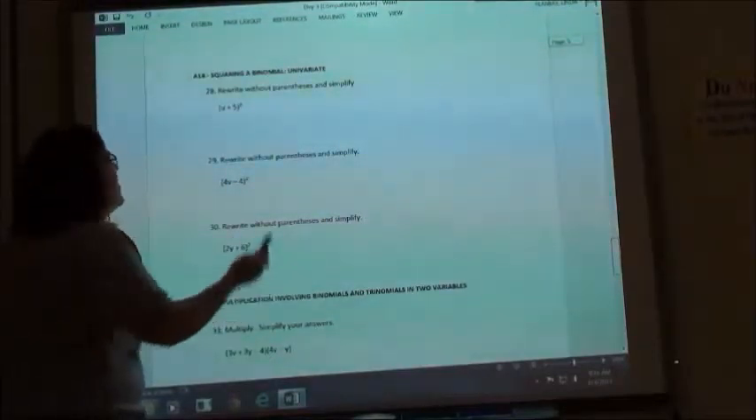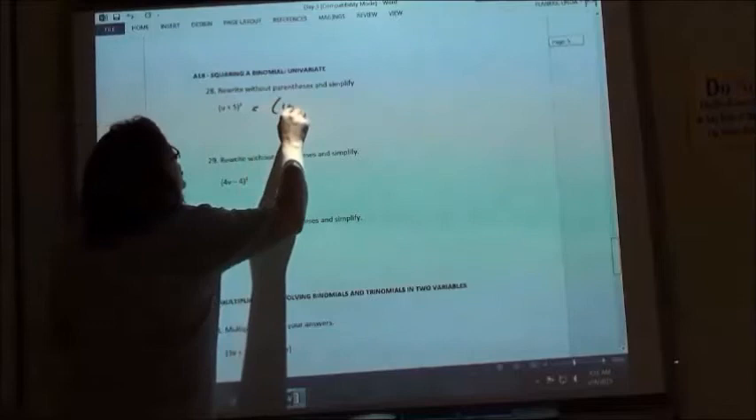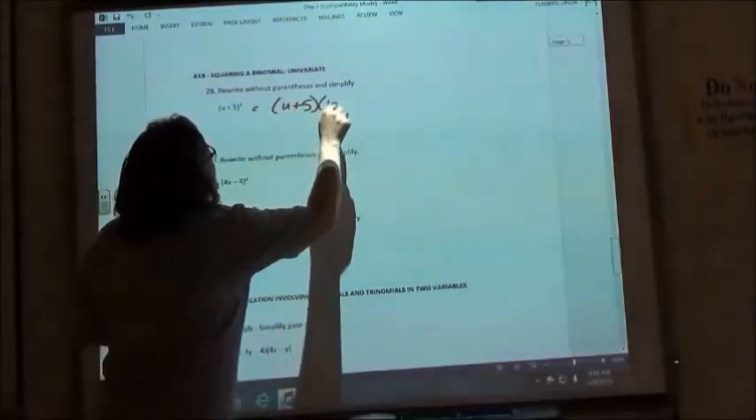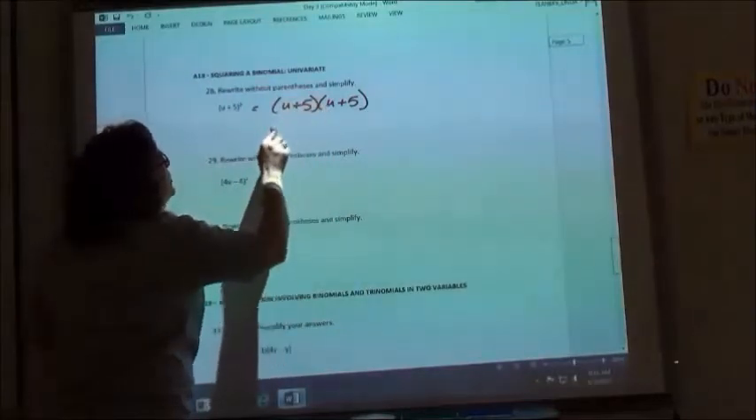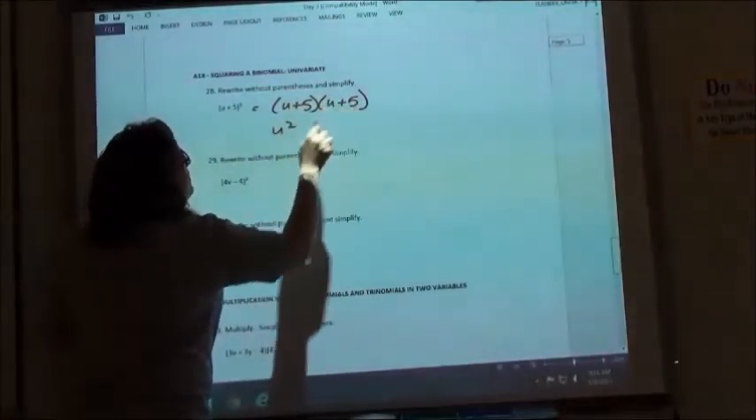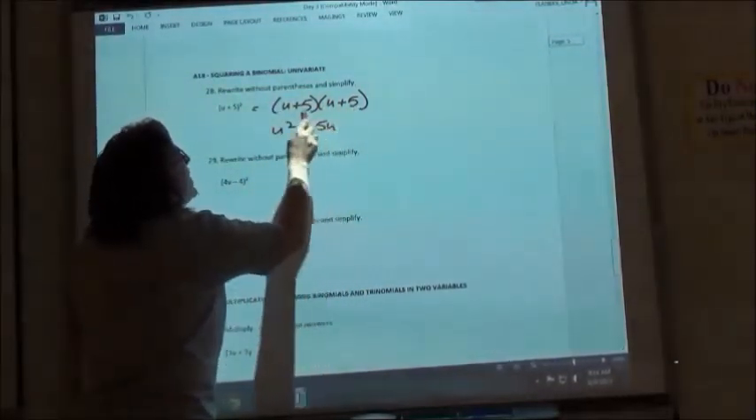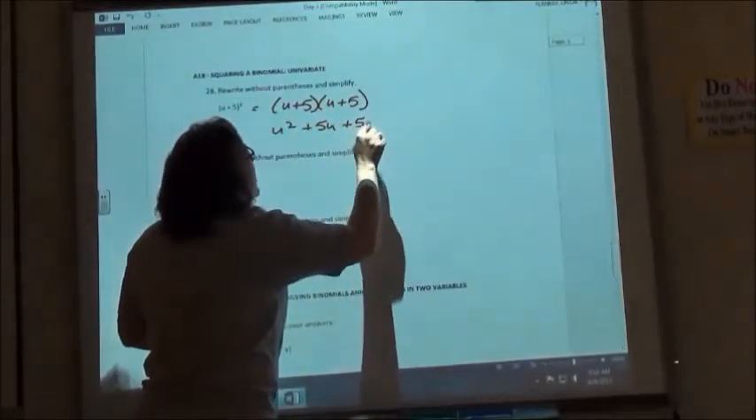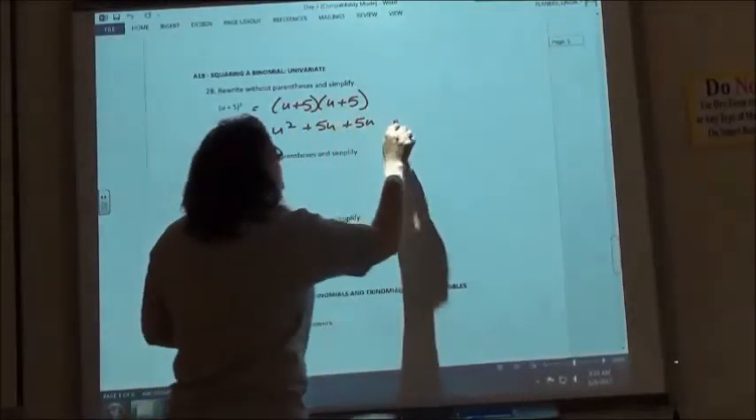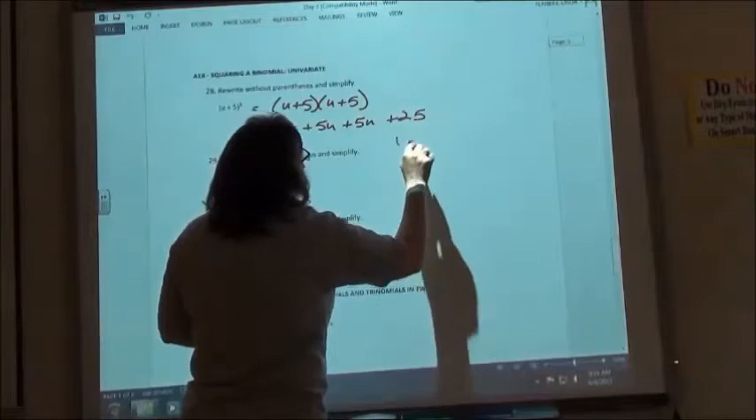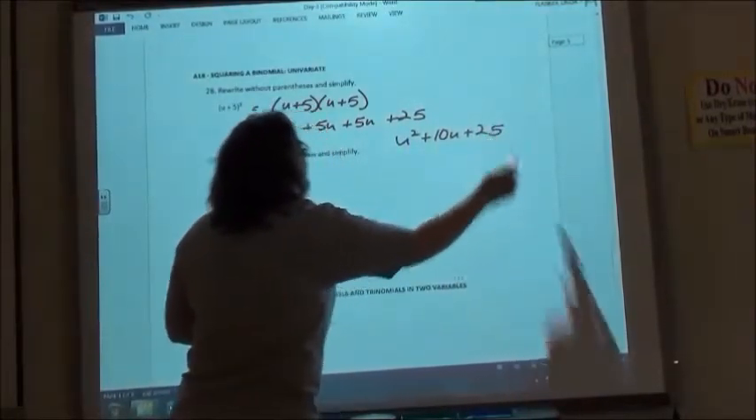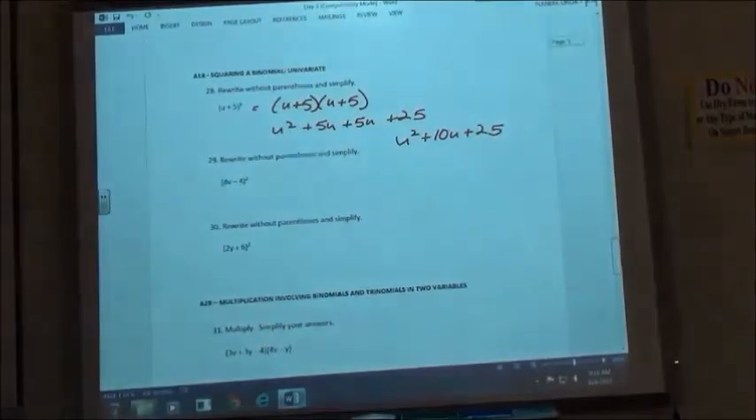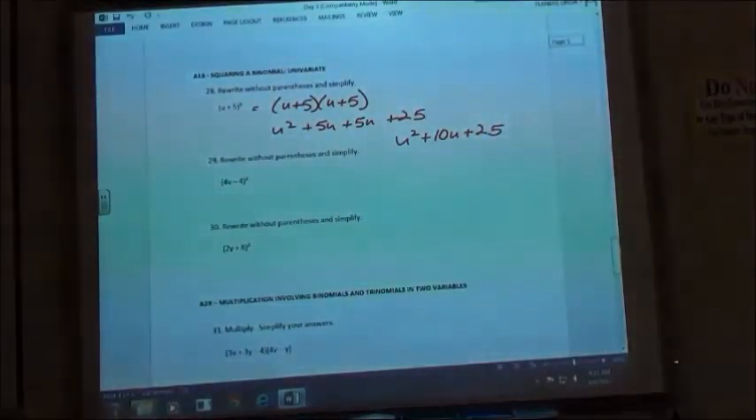If I did it the long way, this means u plus 5 times u plus 5. If I FOIL it out, u times u is u squared. I get a positive 5u, and I get a second positive 5u, and then I get plus 25. So I get u squared plus 10u plus 25. So they're going to give you a little shortcut if you want to remember the shortcut. If you don't, just write it down twice and FOIL.